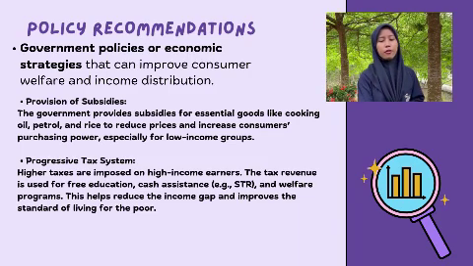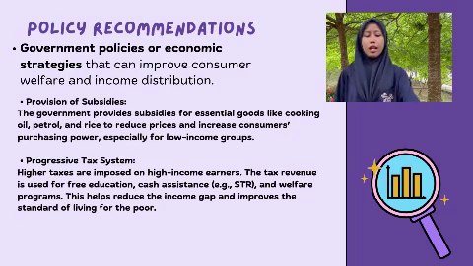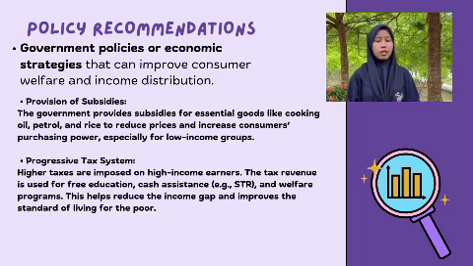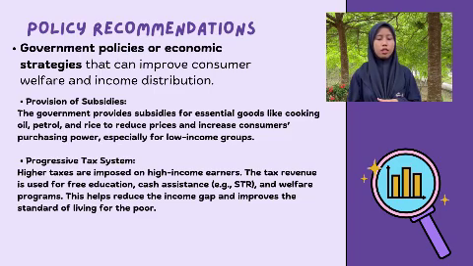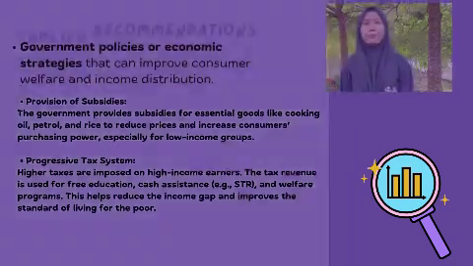Next is progressive tax system. Higher taxes are imposed on high-income earners. The tax revenue is used for free education, cash assistance like STR, and welfare programs. This helps reduce the income gap and improves the standard of living for the poor.